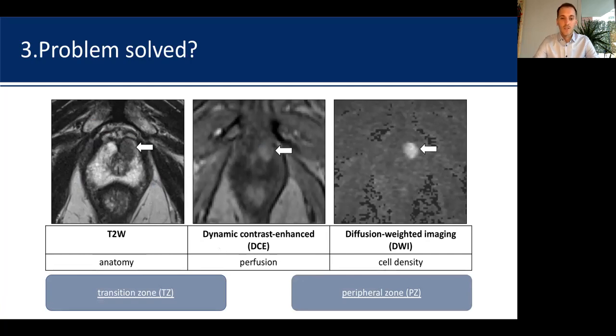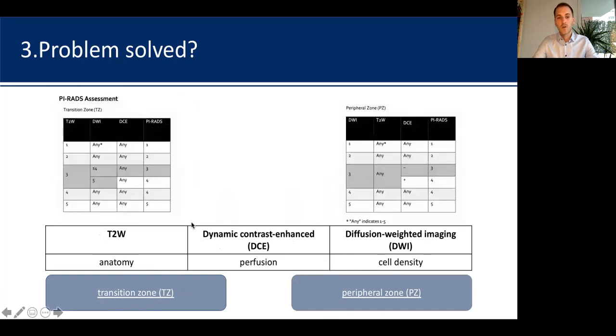However, when we look at the different anatomic zones in the prostate, the transition zone and the peripheral zone, we can see that only one sequence is really relevant for each of these anatomic zones. In the transition zone, we only look at the T2 sequence, while in the peripheral zone, DWI. So when we look at the PI-RADS protocol, we can see that for each anatomic zone, we only look at one sequence, as for all the others, it just says any.